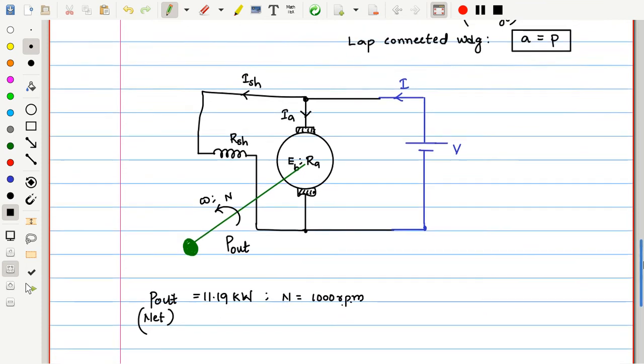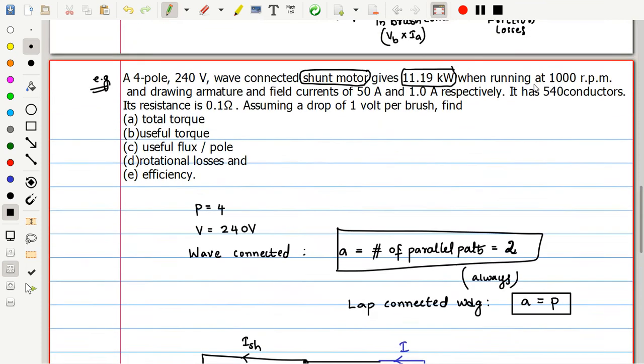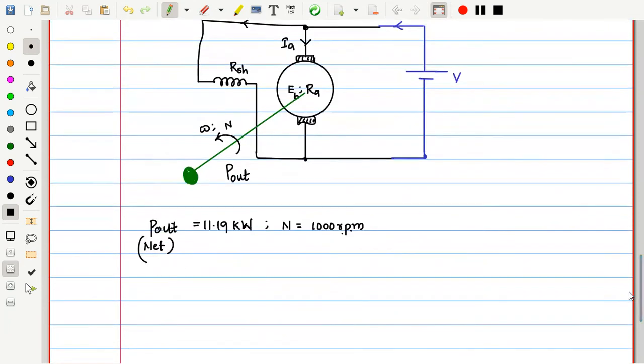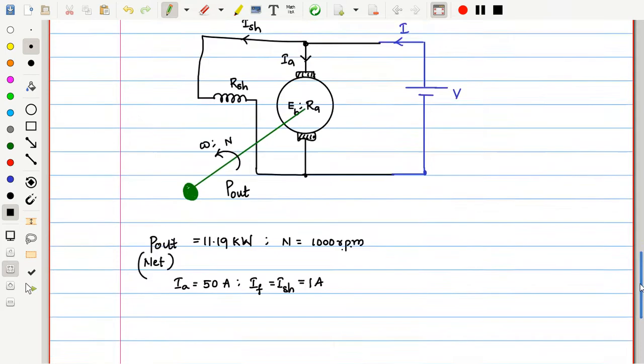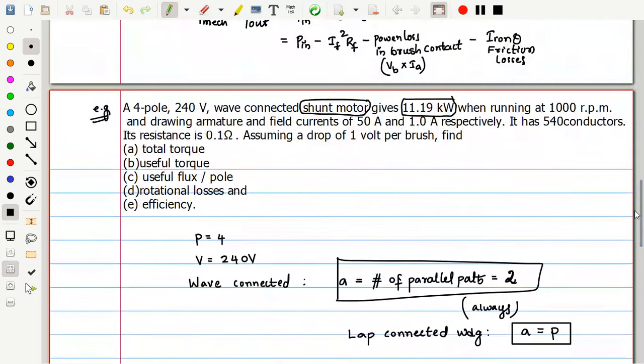Okay. So what else is given? Let us see. Running this and drawing armature current and field current 50 and 1 ampere respectively. So let me write there itself. IA is equal to 50 amperes, and IF is equal to ISH, which is the shunt field winding, equal to 1 ampere. So IA and ISH are given. I'll find I later on.